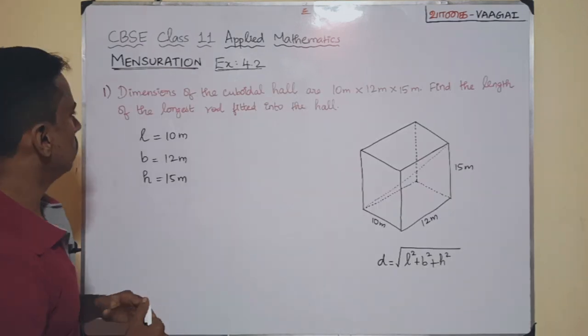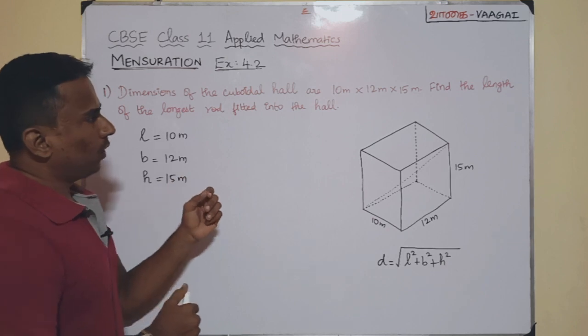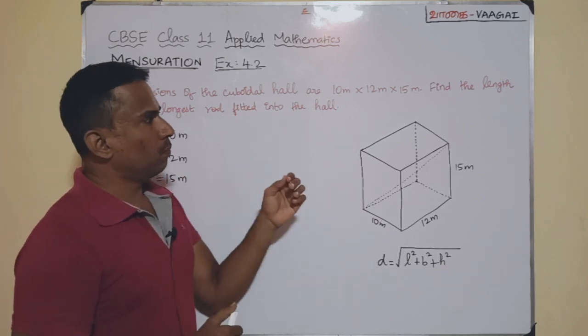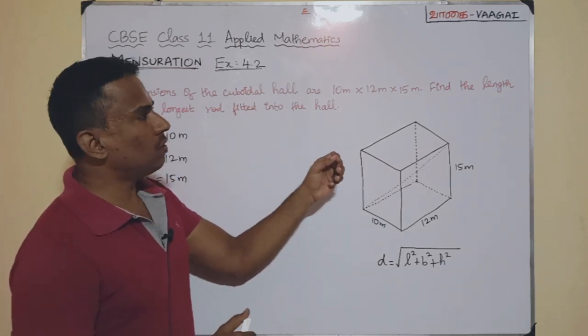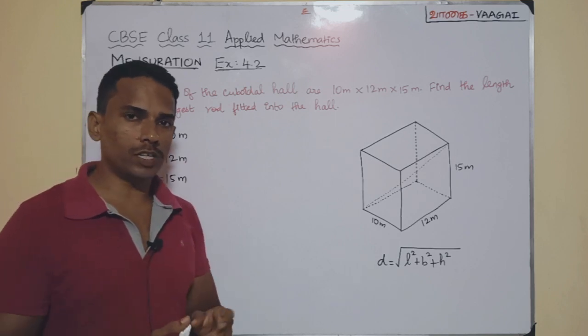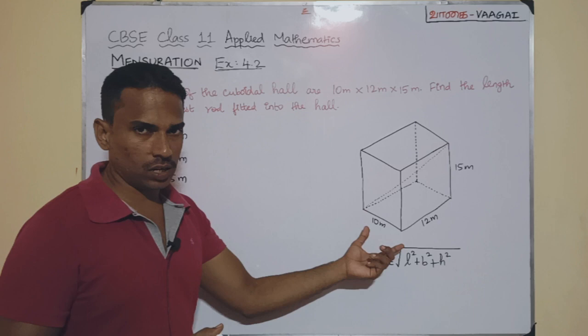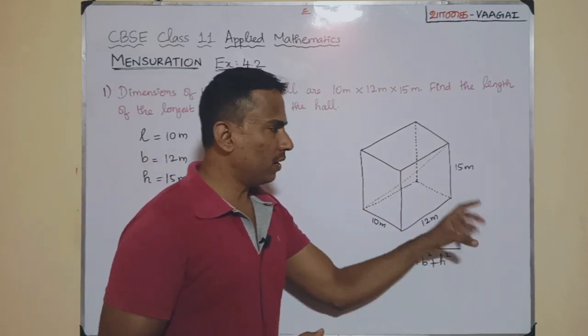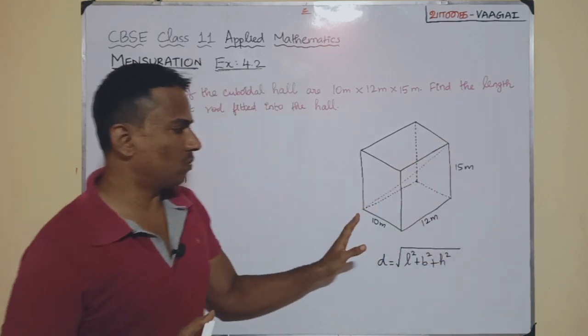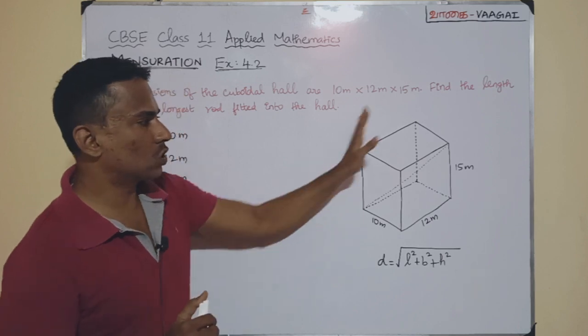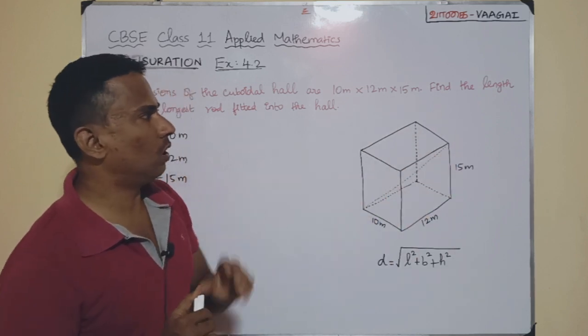The first question: the dimensions of a cuboidal hall are 10 meter by 12 meter by 15 meter. So there's a cuboid shaped hall for which we have the dimensions given. Length is 10 meters, breadth 12 meters, and height is 15 meters. We are noting it down, and this is going to be the cuboid shaped hall.